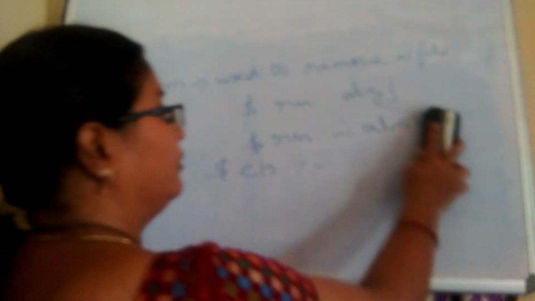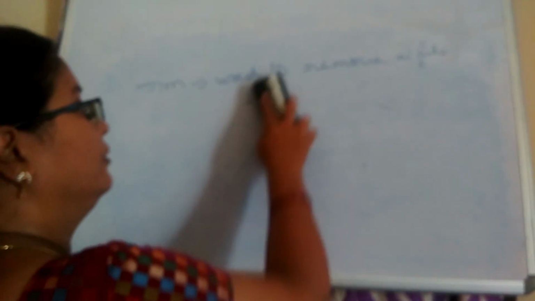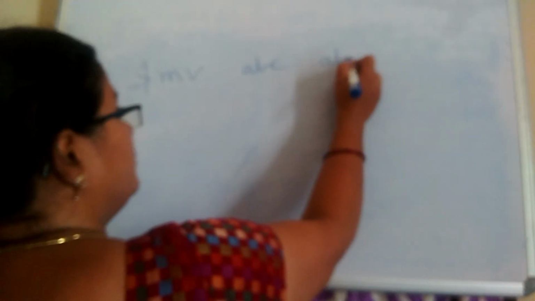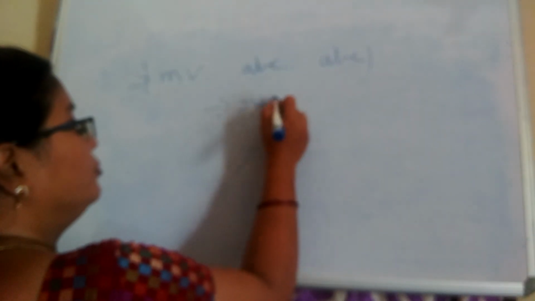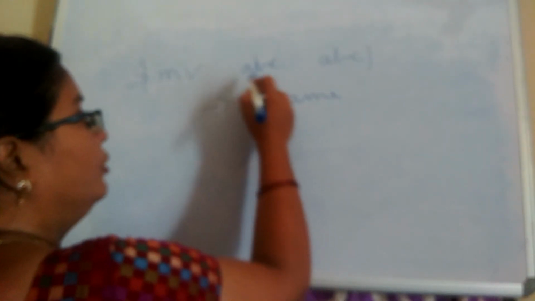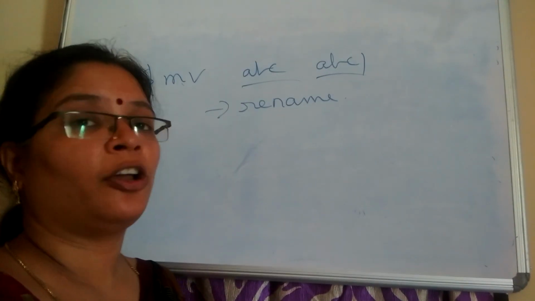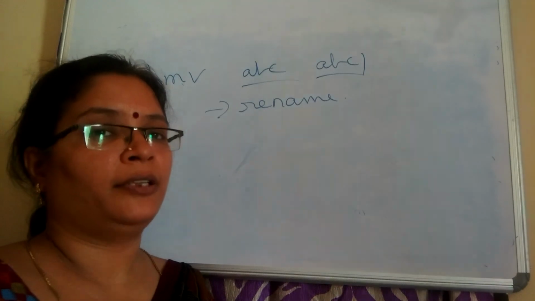Next one is the mv command. At the dollar prompt you give mv abc abc1. The mv command is used to rename a file. So the file abc gets renamed as abc1. These three are the commands we normally work with on files.